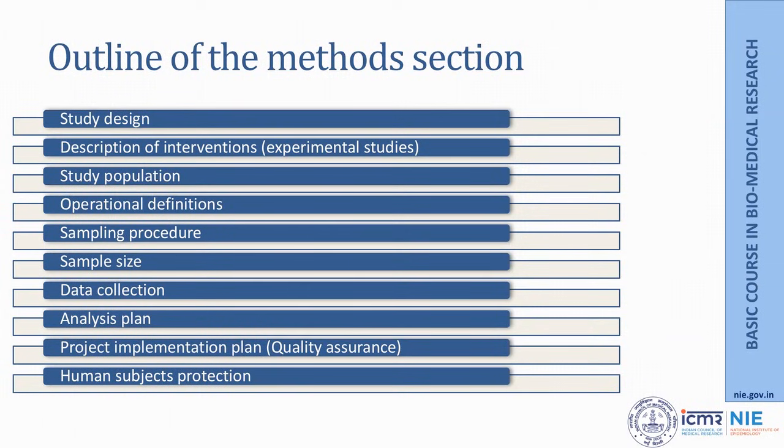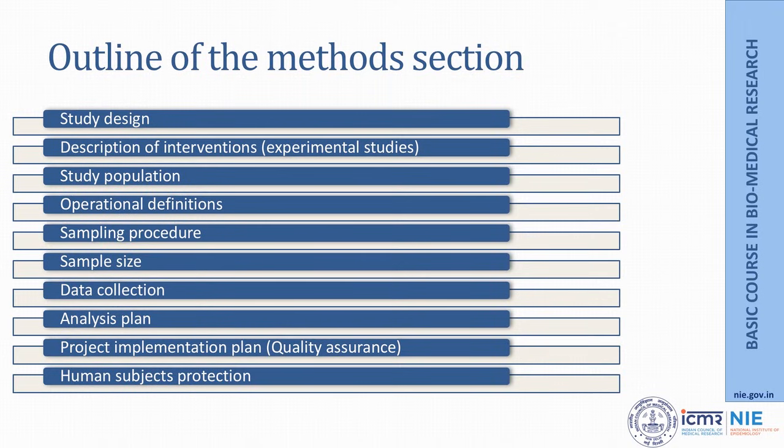So, as I said, we need much more details, and the major part of the protocol would actually be your method section, wherein you give the whole detailed plan of how you are going to conduct the study, starting from the study design, describing the interventions if you are doing an experimental study, describing your study population, writing out your operational definitions, what was the sampling method that you used, how did you calculate the sample size, what would be the data collection methods, what would be the tools to do that, what is your analysis plan, and then a detailed project implementation plan to maintain the quality, and finally the last section on human subjects protection.